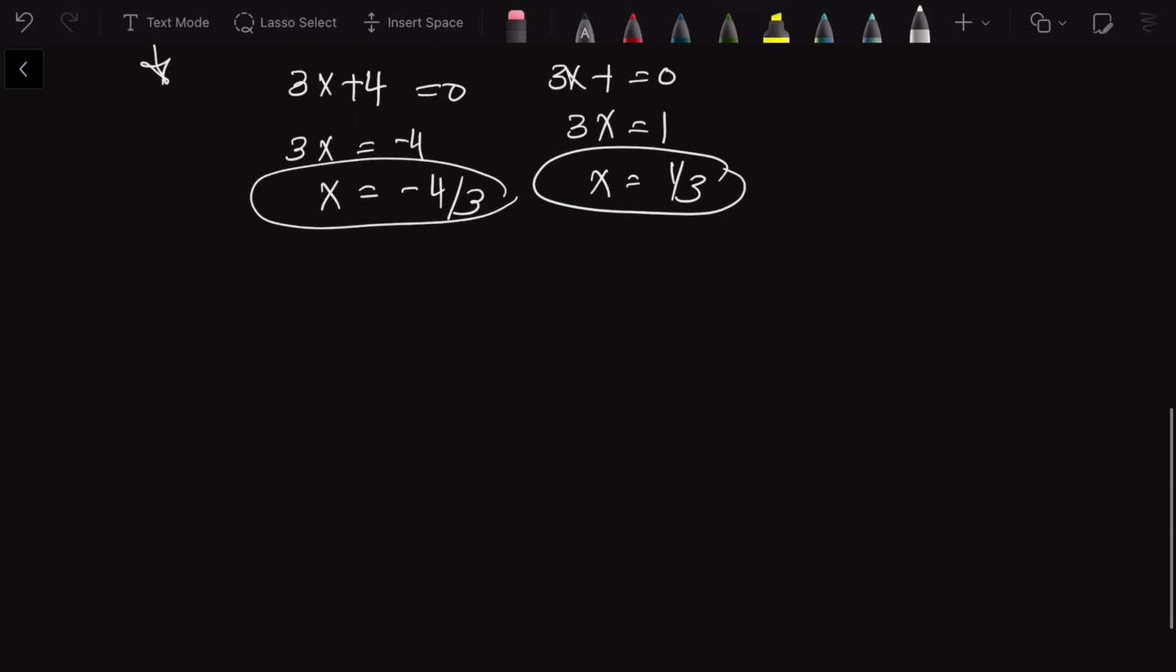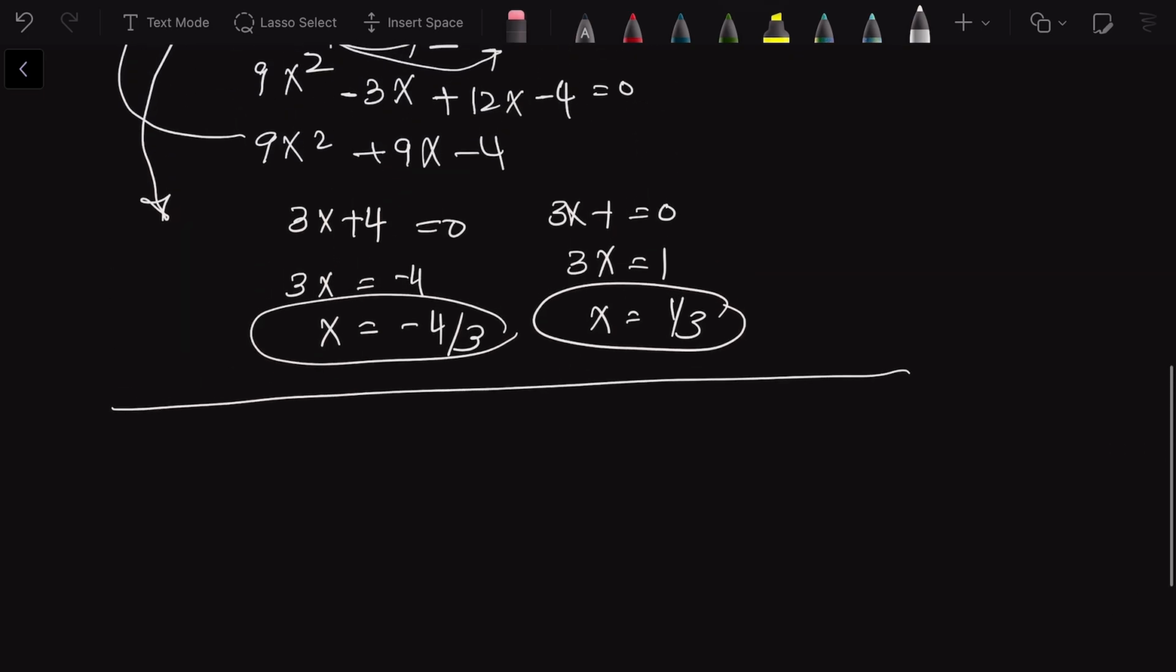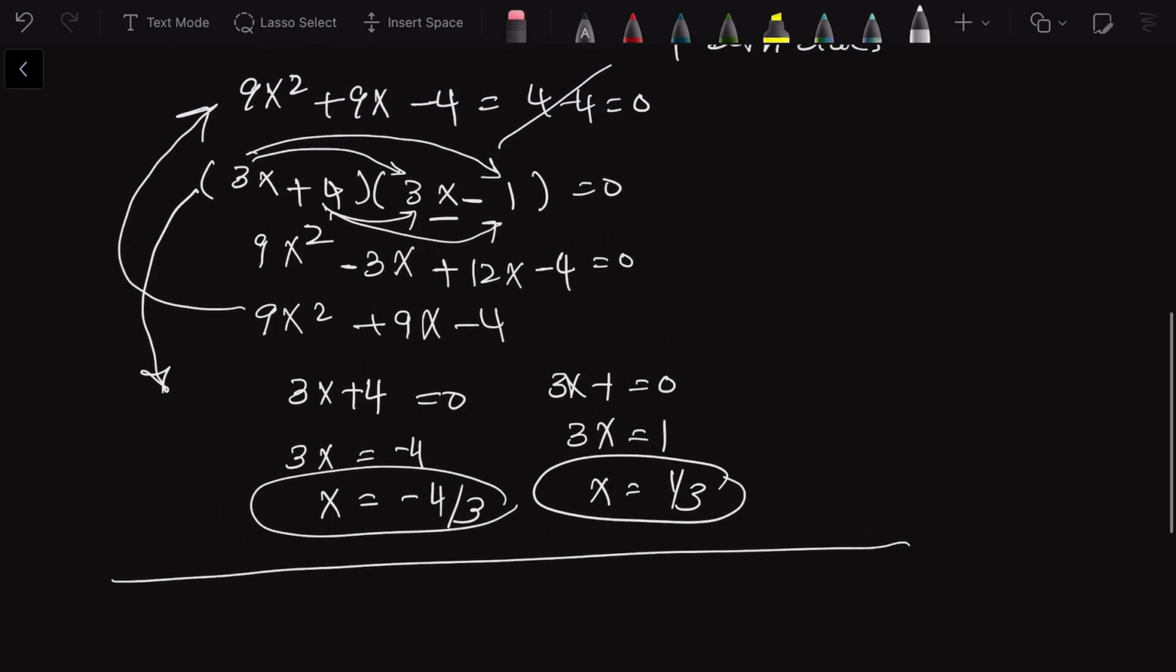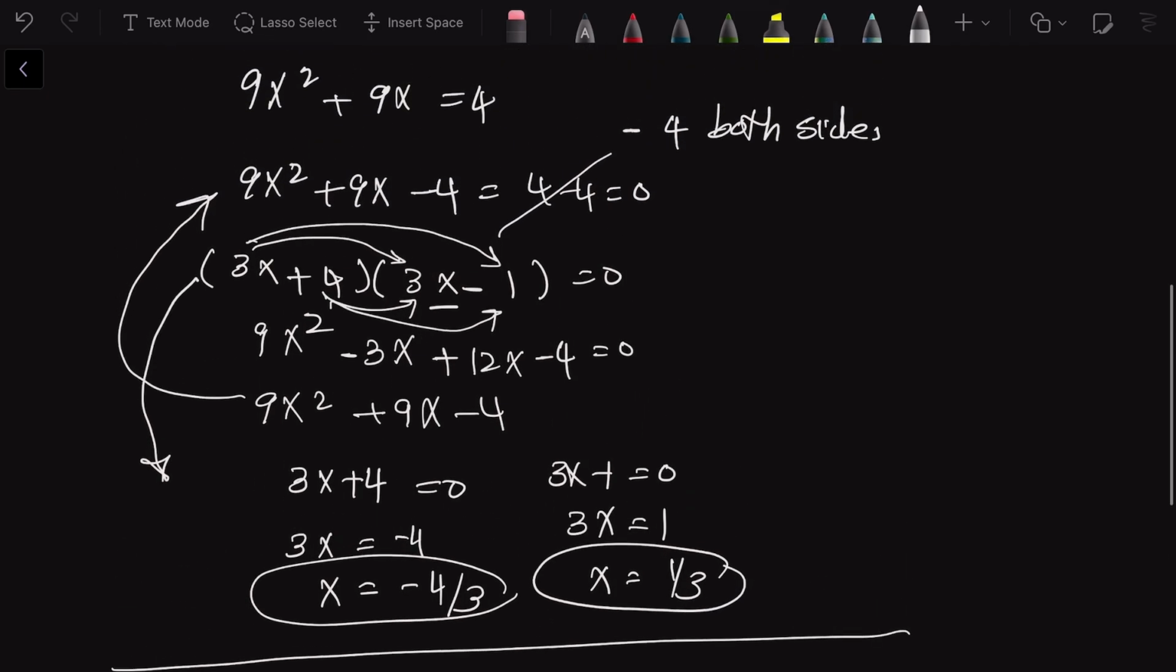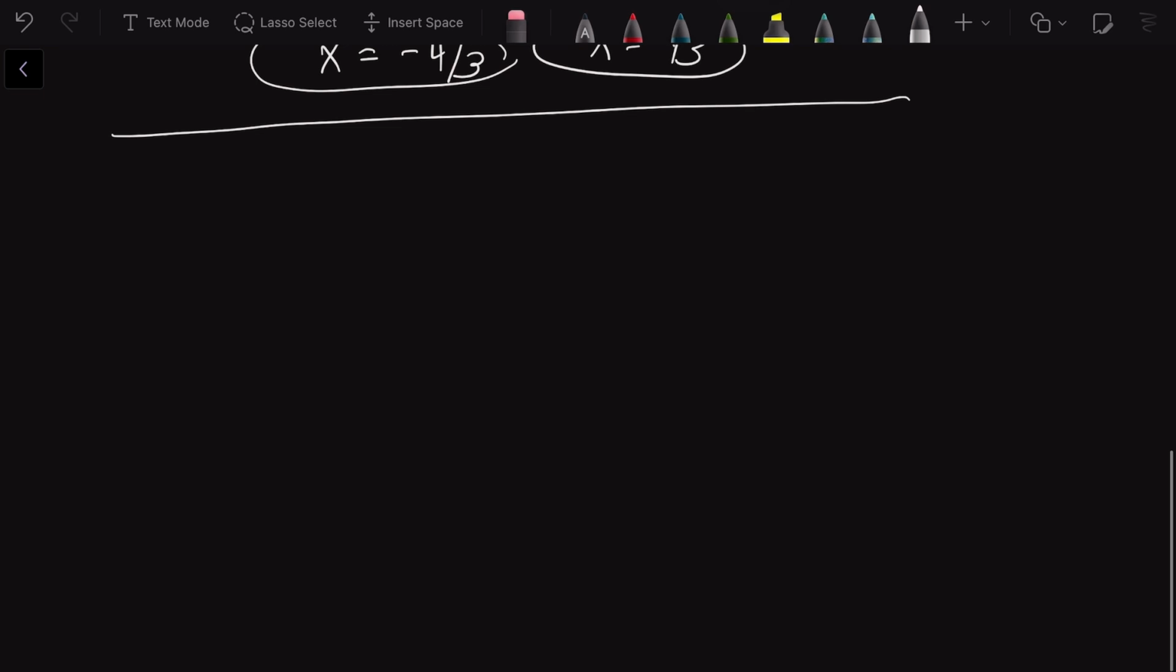That's the second one. So we didn't really need to complete the square or use the quadratic equation formula for that. It's just by factoring, we were able to solve the problem. Okay, let's take one more.